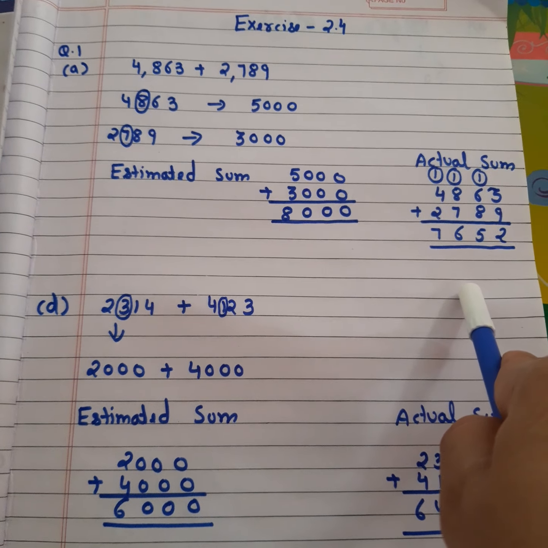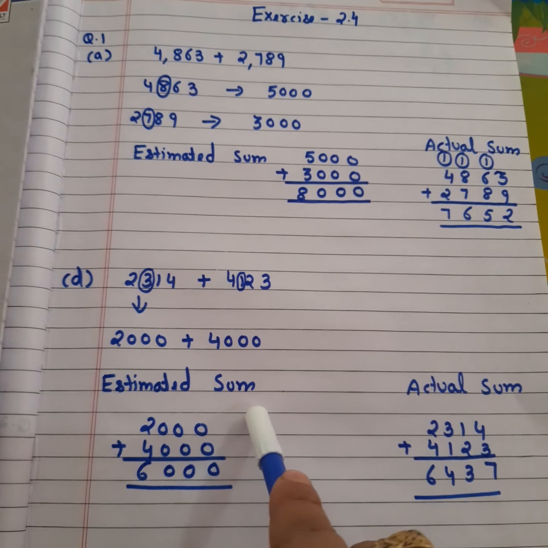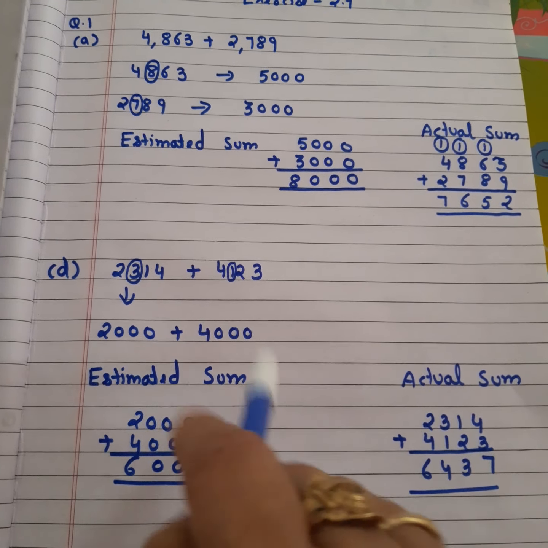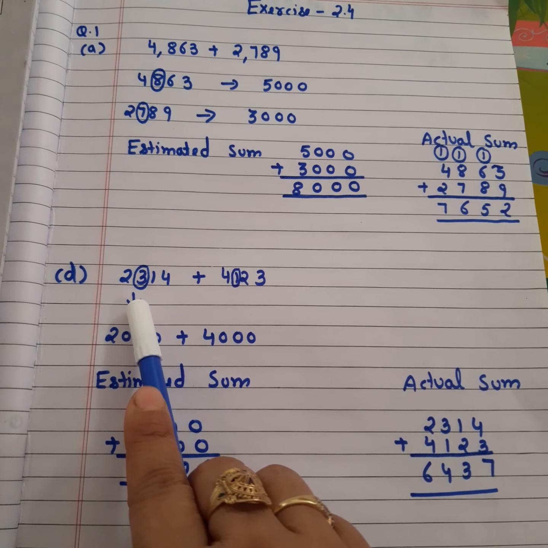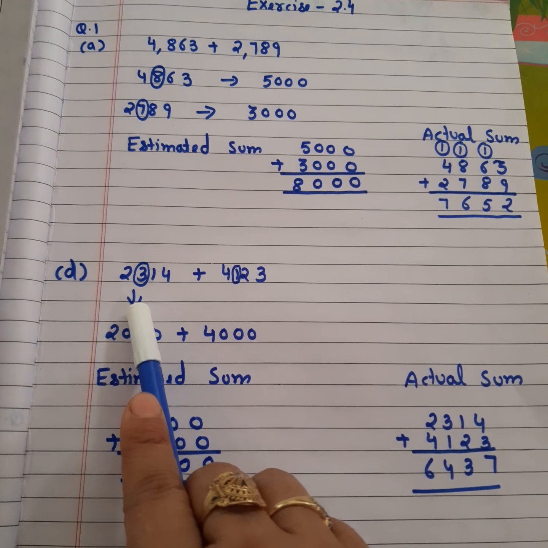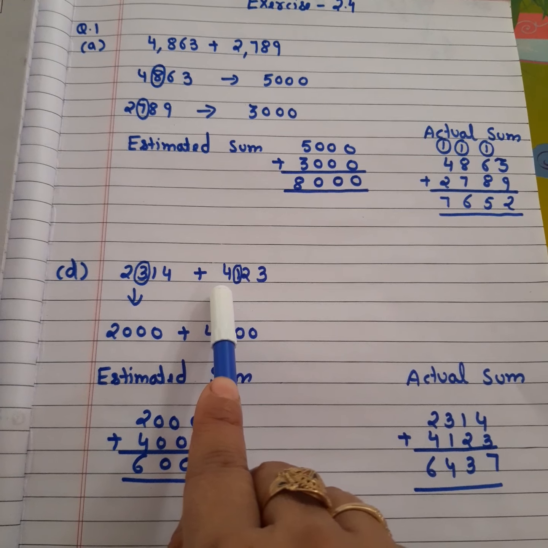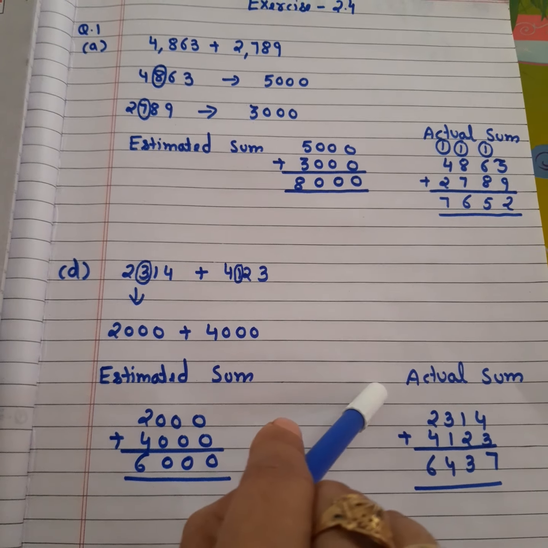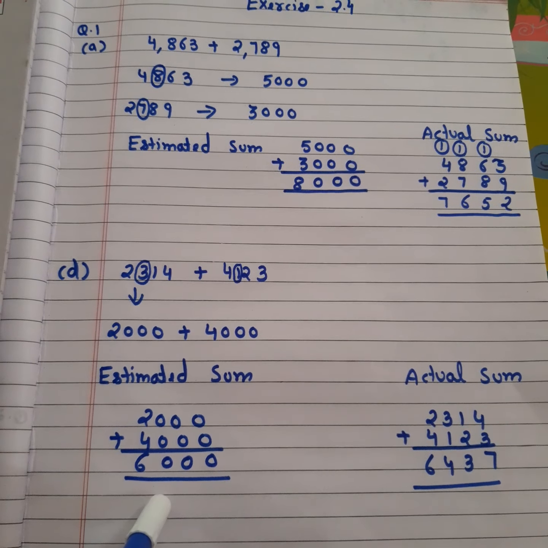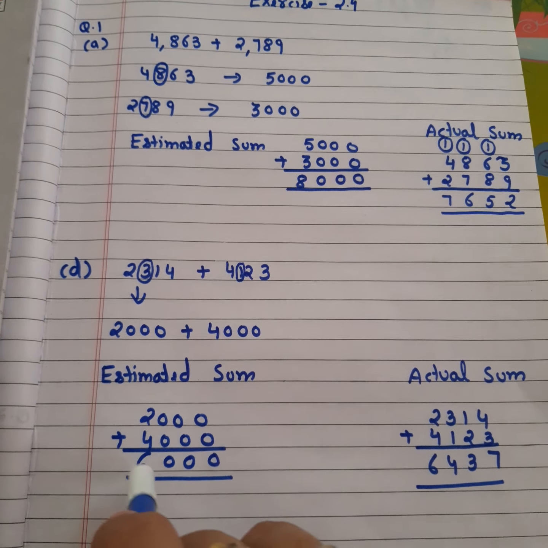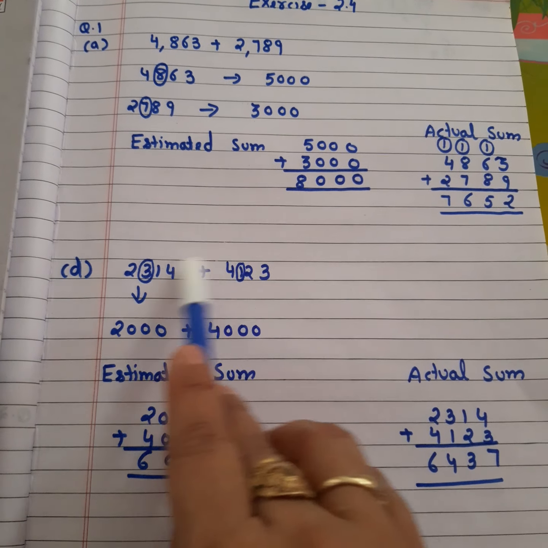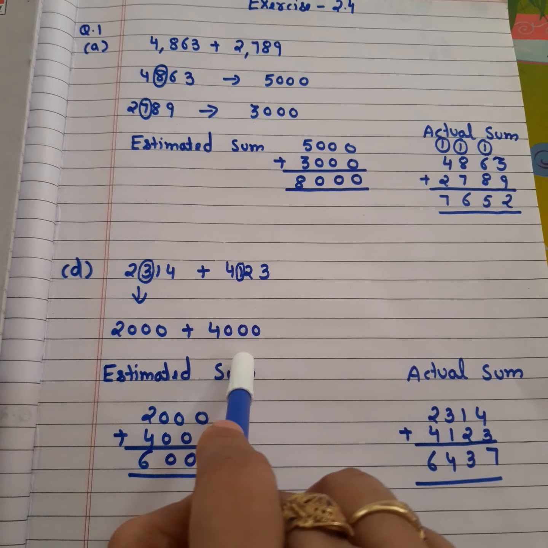Okay, now move towards the D part of this question. In this D part, two numbers are given, 2314 and 4123, and you have to calculate the estimated sum and the actual sum of these two numbers. First of all, before proceeding to the estimated sum, we have to estimate the numbers. We have to round off the numbers.